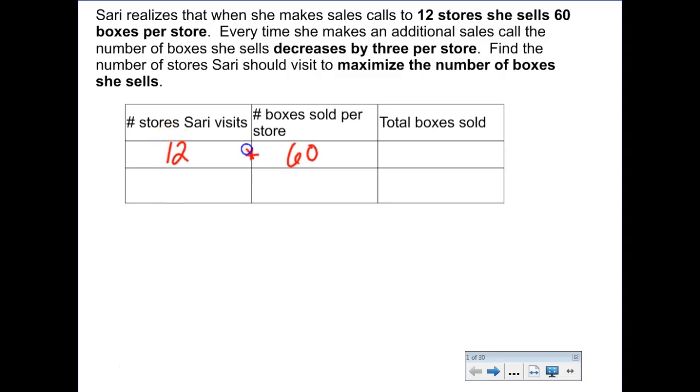And have you guys caught on? You actually don't need to fill in this part, because we're not really going to use these numbers at all. We're going to be using the algebra component and then our calculator in a minute. I think it's 720, but whatever. So if she makes an additional sales call, so she visits one more store, so 13, her number per store is going to decrease by 3, so she's down to 57. So again, you could multiply this together and get this number, but it's not going to make a difference.